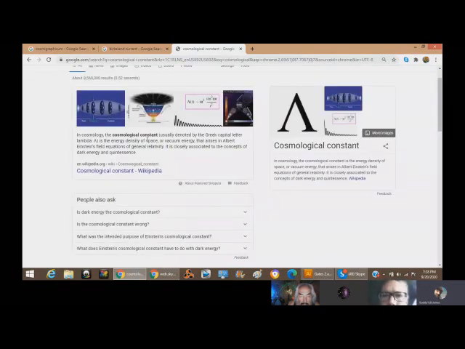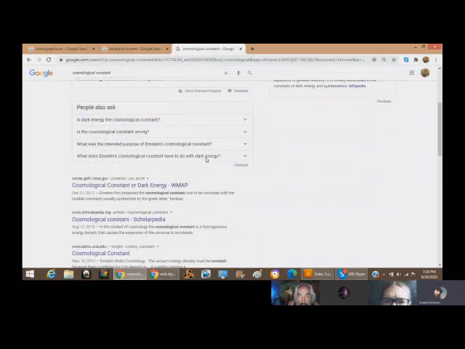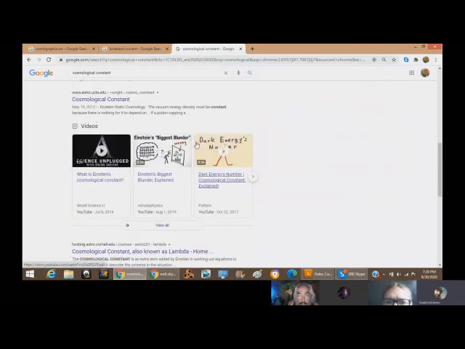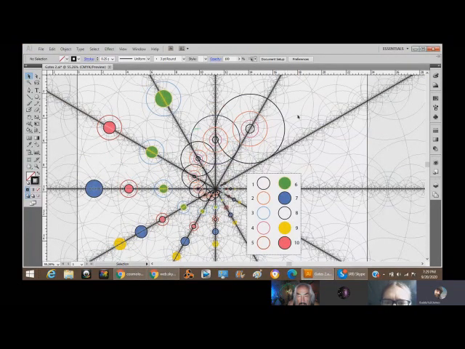Cosmological constant. We can go through all sorts of different constants here, but in cosmology, the cosmological constant, usually denoted by the Greek capital letter lambda, is the energy density of space or vacuum energy that arises in Albert Einstein's field equations of general relativity. It is closely associated to the concepts of dark energy and quintessence. Now, I've heard a lot better breakdowns of what this is. The vacuum energy density must be constant because there is nothing for it to depend on. So this could also be thought of as the cosmological constant.